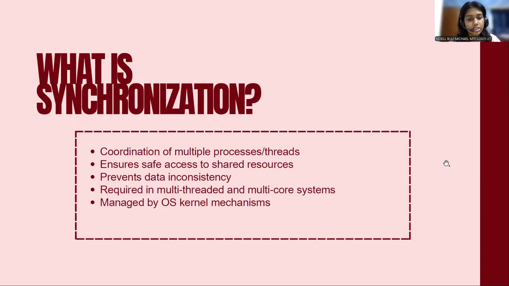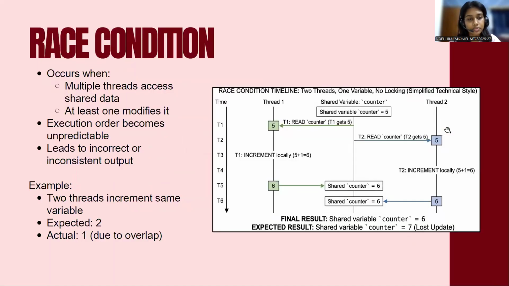So, what is synchronization? Synchronization is a condition of multiple processes or threads to ensure safe access to shared resources. So, in a multi-threaded system, multiple threads that are present may try to access the same data at the same time in the shared resource. So, without synchronization, this can lead to inconsistent results. So, the operating system kernel provides a mechanism to control this access and maintain correctness in the data.